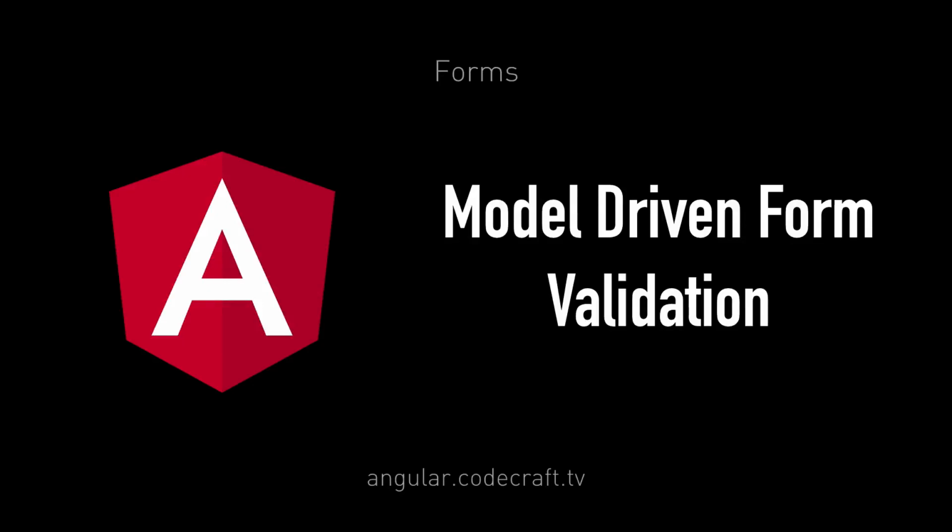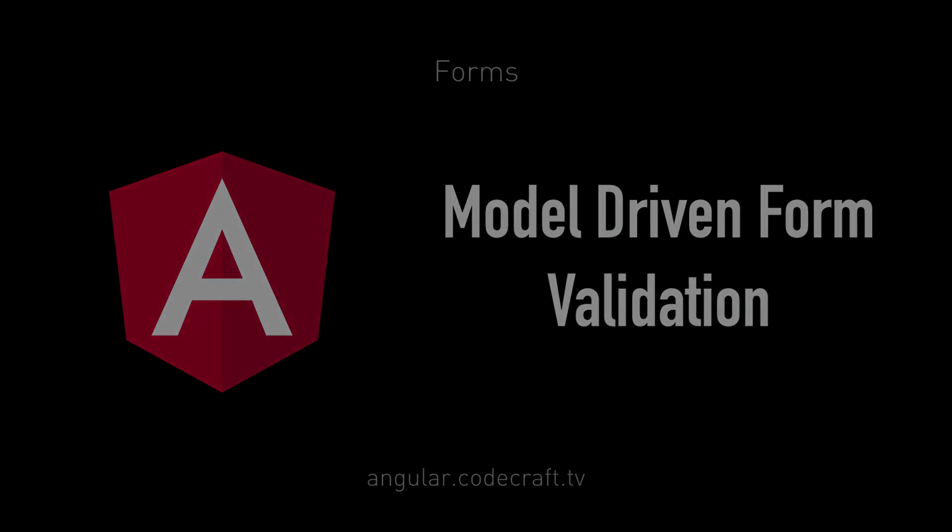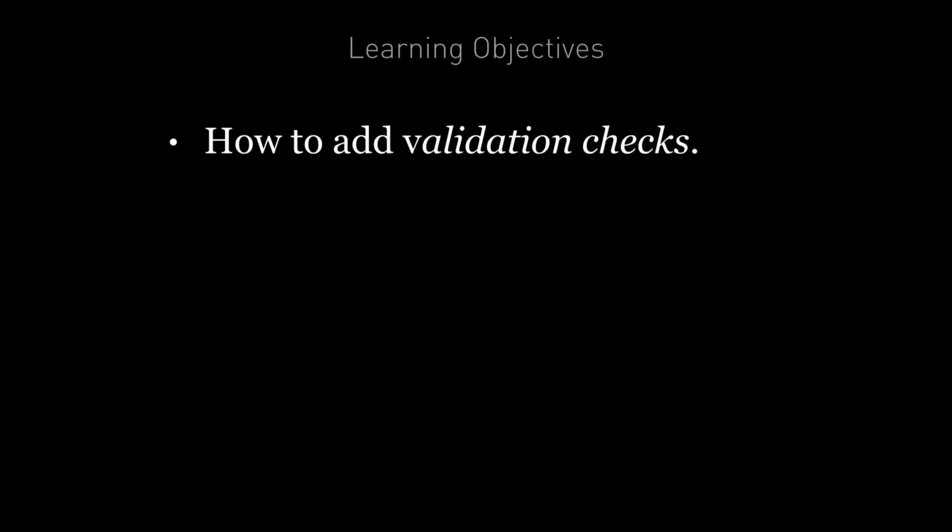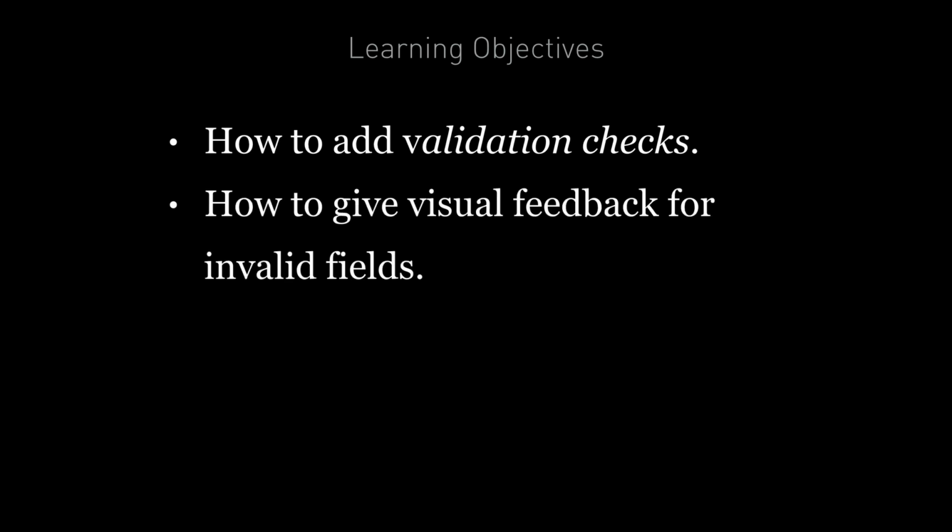In this lecture, we're going to look at how we can add validation to our model-driven forms. By the end of this lecture, you're going to know how to add validation checks to our form via the form model. You're going to know how to style a form in order to give visual feedback to the user so they know when fields fail validation checks.